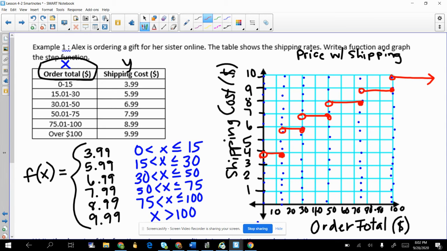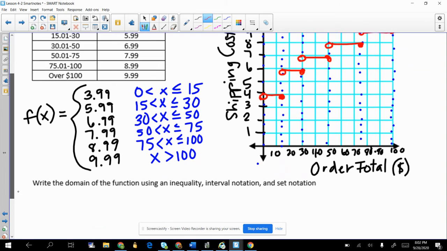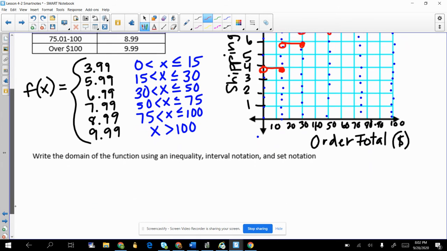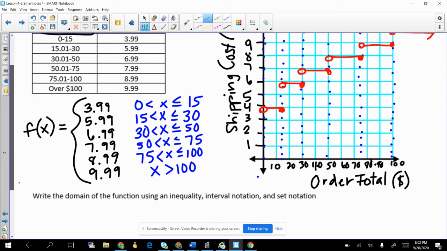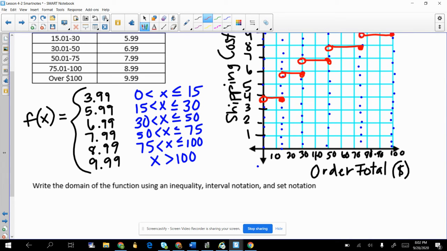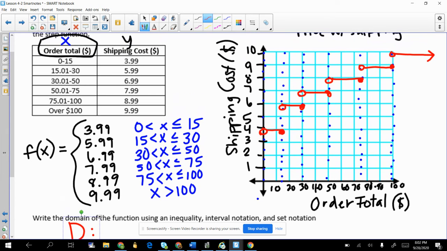All right, now there should be a couple of questions here. So this one is just one question, asking for the domain using inequality, interval and set notation. So my domain, keep in mind, is anywhere from 0 to, I guess, technically infinity here, right? Now, obviously, because it's a word problem, we couldn't really spend infinity dollars.